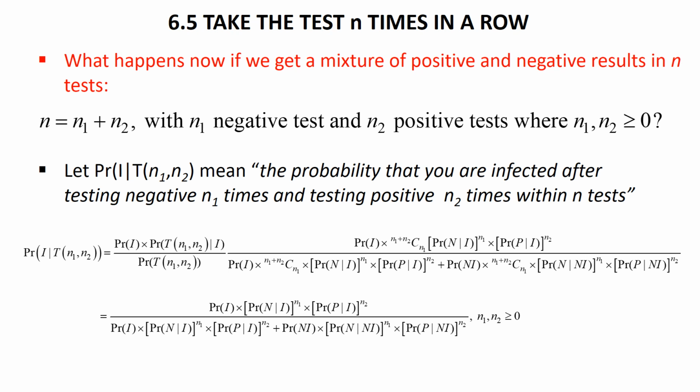So here we're saying you have N1 negative tests and N2 positive tests. And we're going to change the nomenclature again. We're going to say the probability of I, being infected, conditioned on T(N1, N2). So T(N1, N2) means you've tested negative N1 times and you've tested positive N2 times. So T is the test, N1 negative and N2 positive.